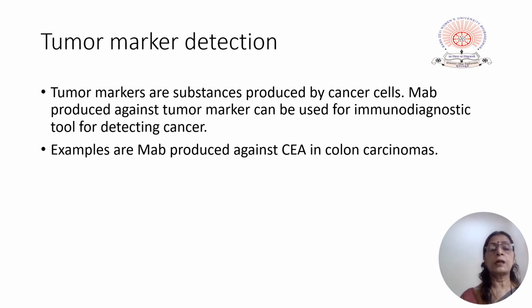Tumor markers are molecules produced by the cancer cells, and if a specific MAB is produced against a tumor marker, it can be used for an immunodiagnostic method for cancer detection. And there are different examples of MAB which are produced against carcinoembryonic antigen in case of colon carcinomas.